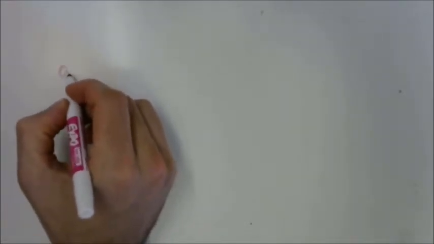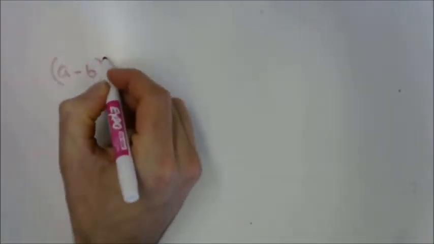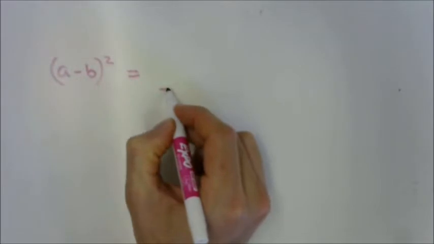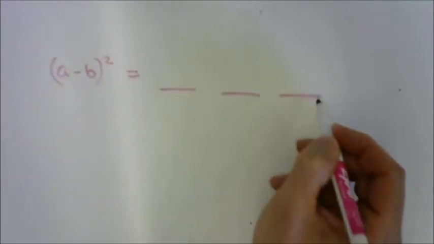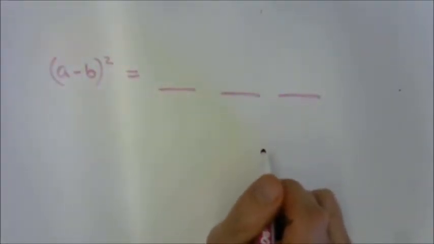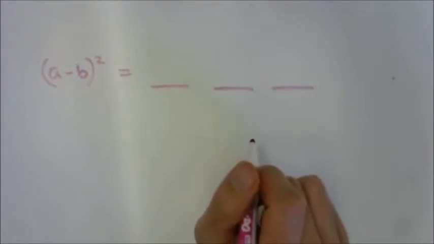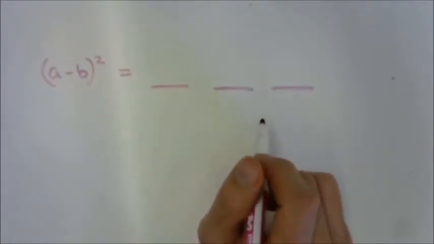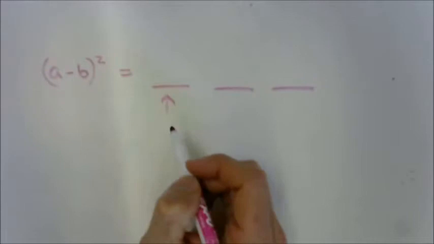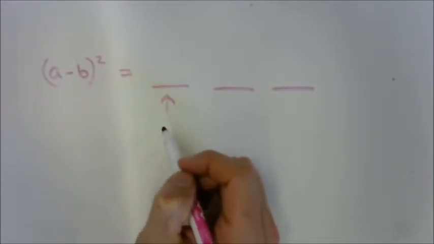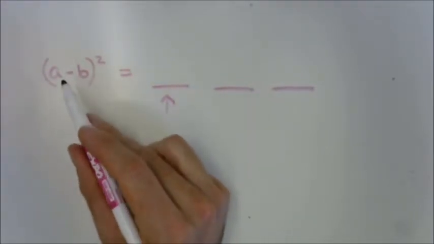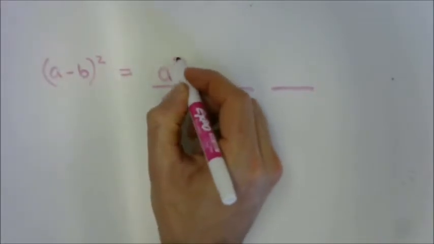Can you go ahead and generate a rule, please, for a minus b squared, and it's going to be some kind of trinomial. You said don't write it, just think about it. Yep, think about it. So what happened? How did we get this first term? We squared it. It's just the first term over here squared. So a squared.